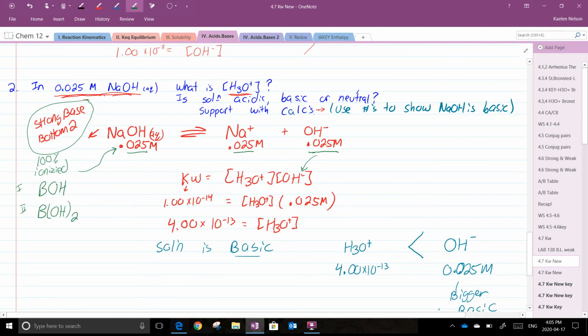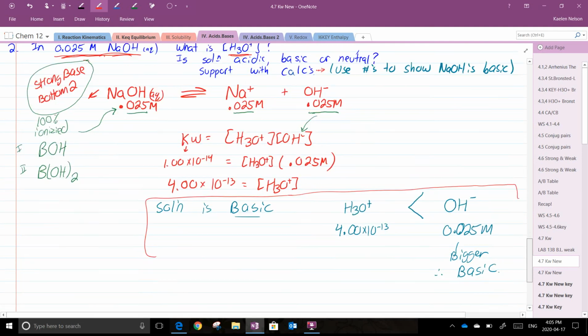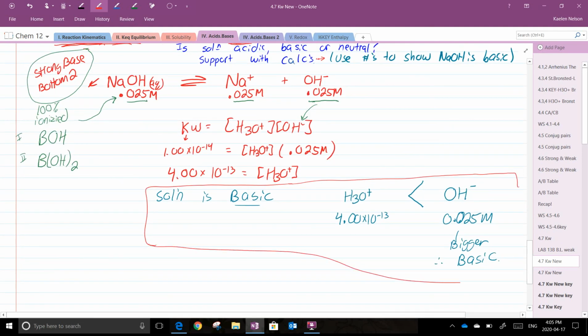And in the end, we wanted to use numbers to show that the solution is basic. So here's my final answer. My solution is basic, and the reason is that my H3O concentration is less than my OH minus concentration. The OH minus is bigger, which makes my solution basic.